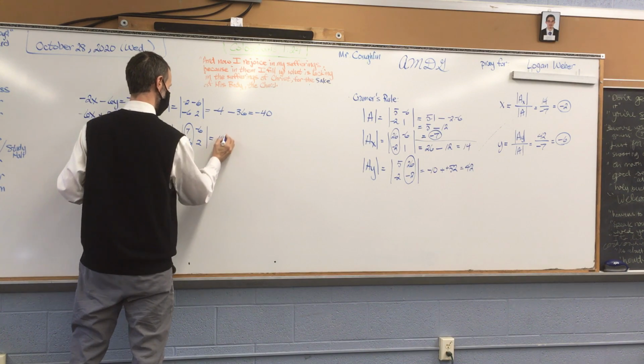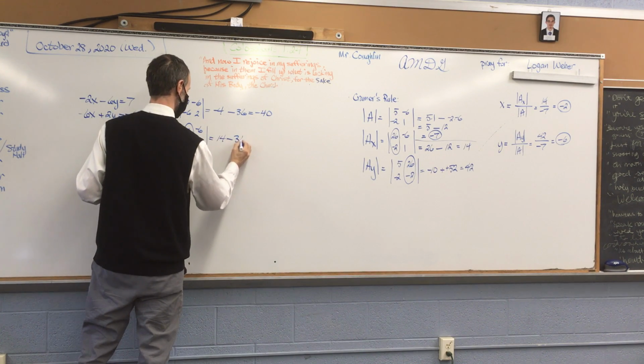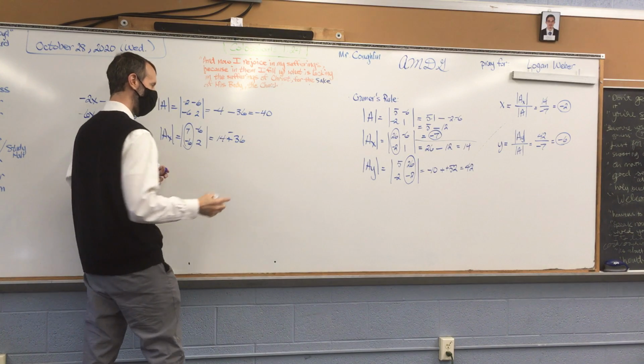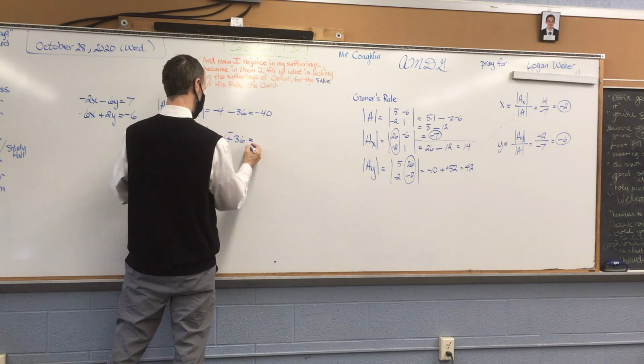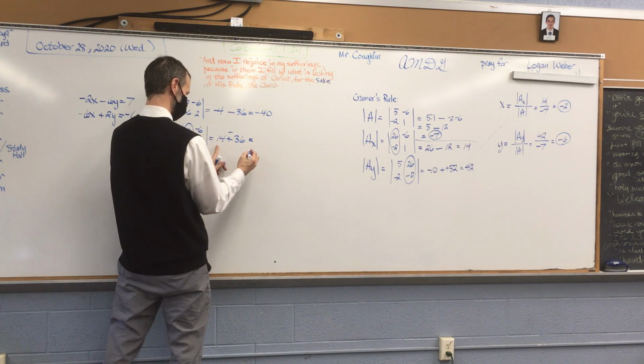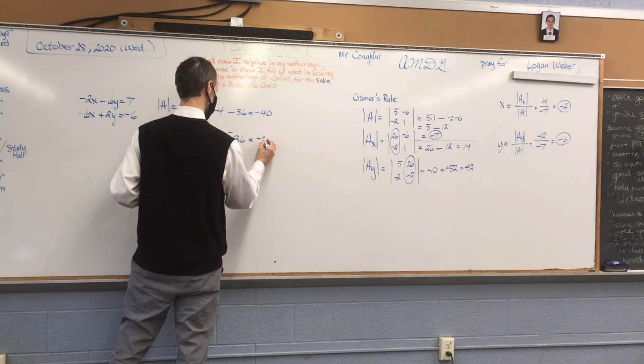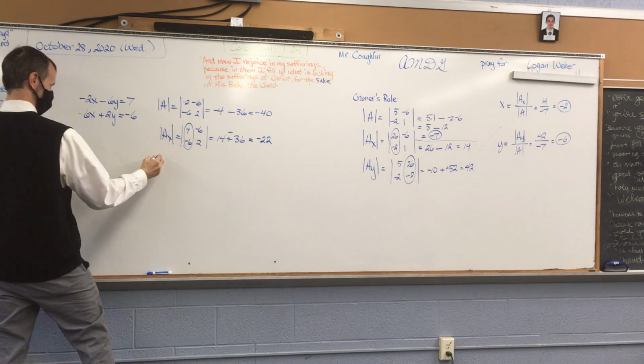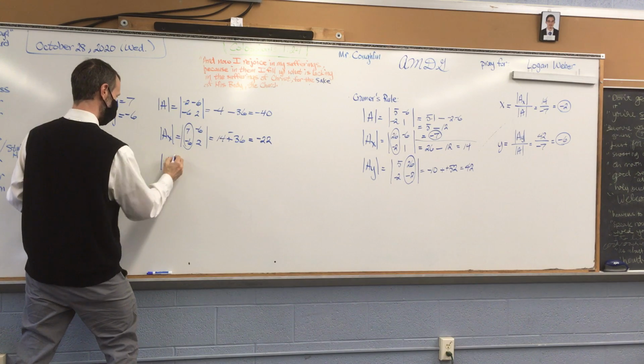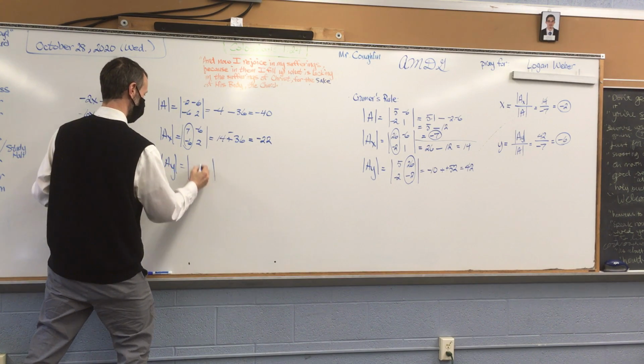Downhill is 14 minus regular 36. I'm going to add the opposite for that. That should be 22, maybe 22, I hope. And then A sub y swaps out the y column.